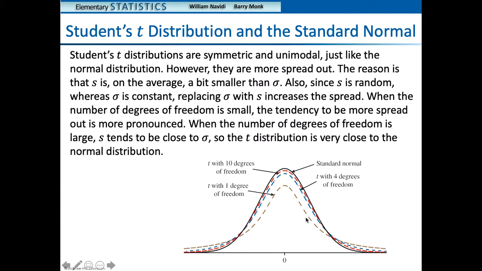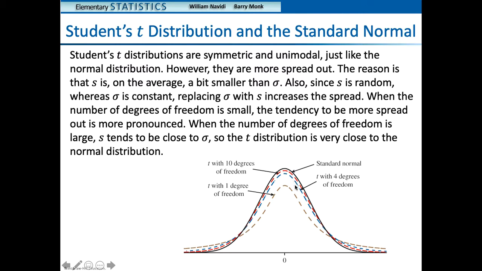We see this tendency more when the number of degrees of freedom is small. Okay, so here, this one right here, this is a student's t distribution curve that corresponds to 1 degree of freedom. That would mean a sample size of 2, right? Since the degrees of freedom is defined as 1 less than the sample size.